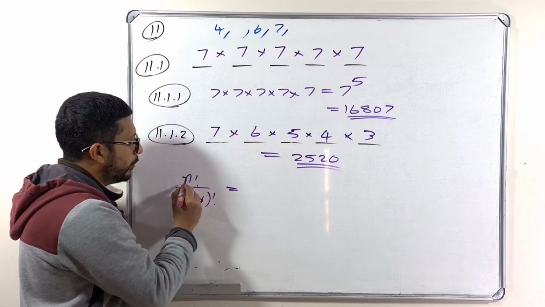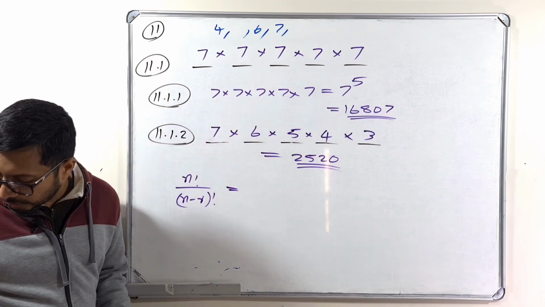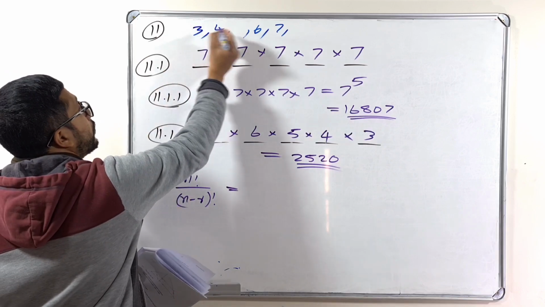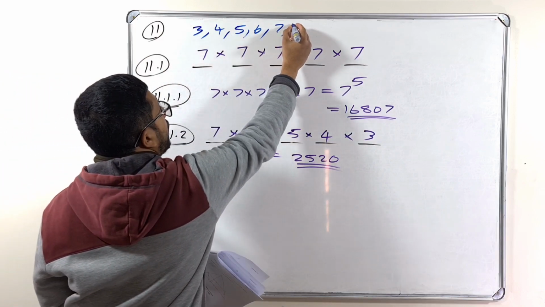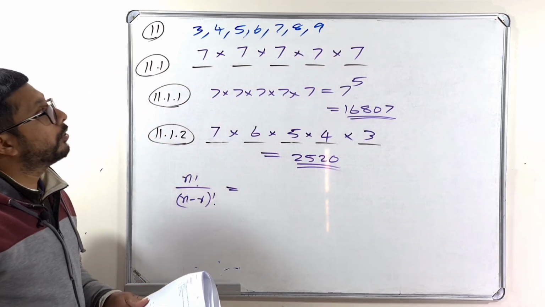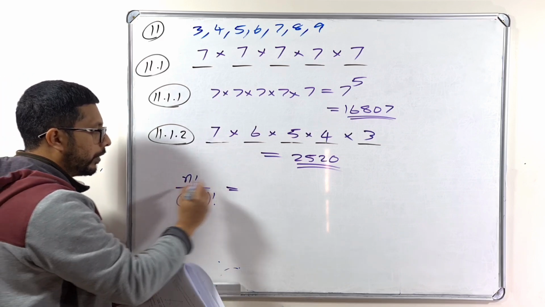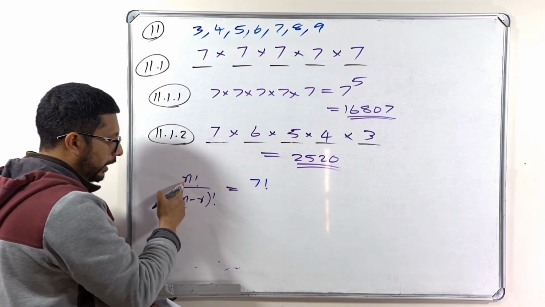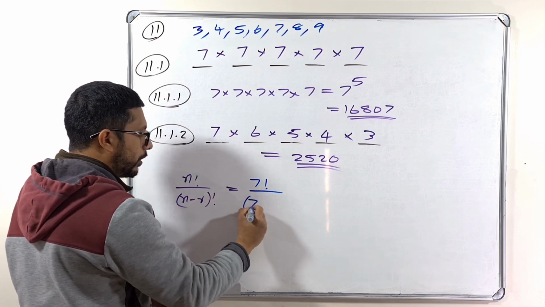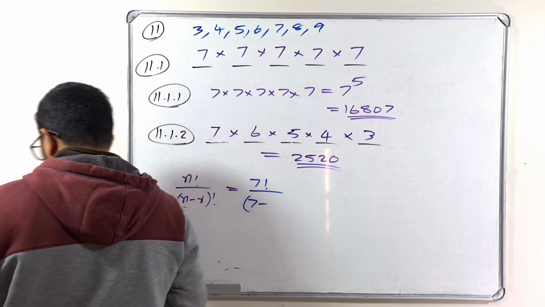This n means total how many options. You remember, total how many options you had? 7 options. So n factorial means 7 factorial, n is 7. Divided by n, which is 7, minus r. This r means how many positions you have here.